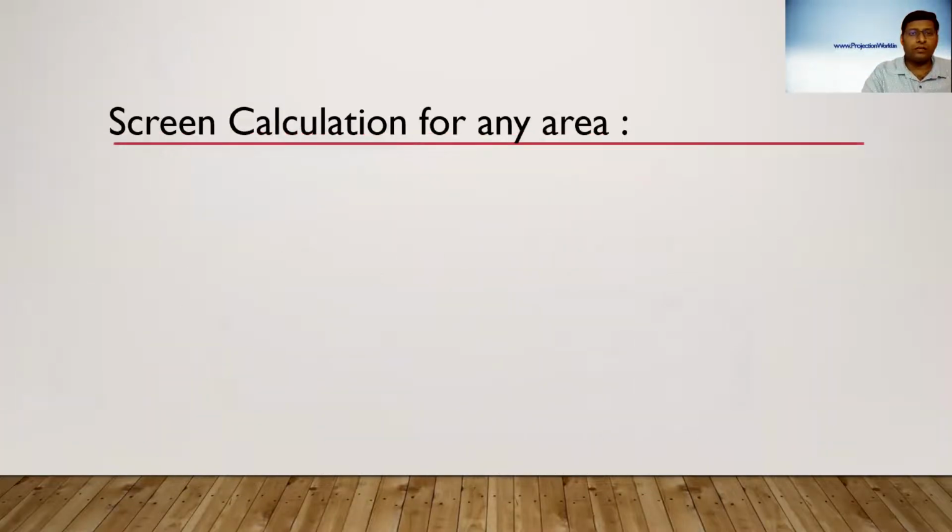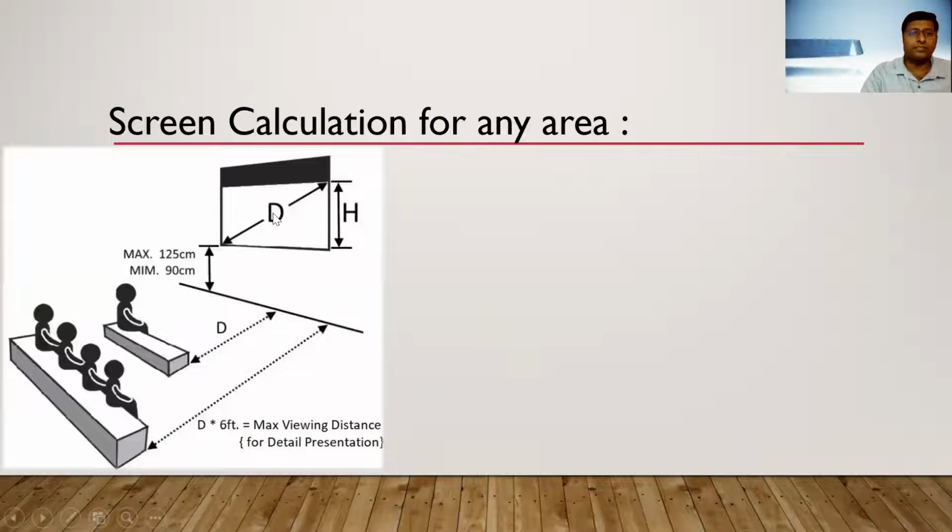By this illustration, you can understand the minimum viewing distance and the maximum viewing distance. The minimum viewing distance should always be D. D is the diagonal; whatever the projection, the diagonal size of the projection we consider as D. So the minimum viewing distance is D, and the maximum viewing distance for a detailed presentation is D into 6 feet.